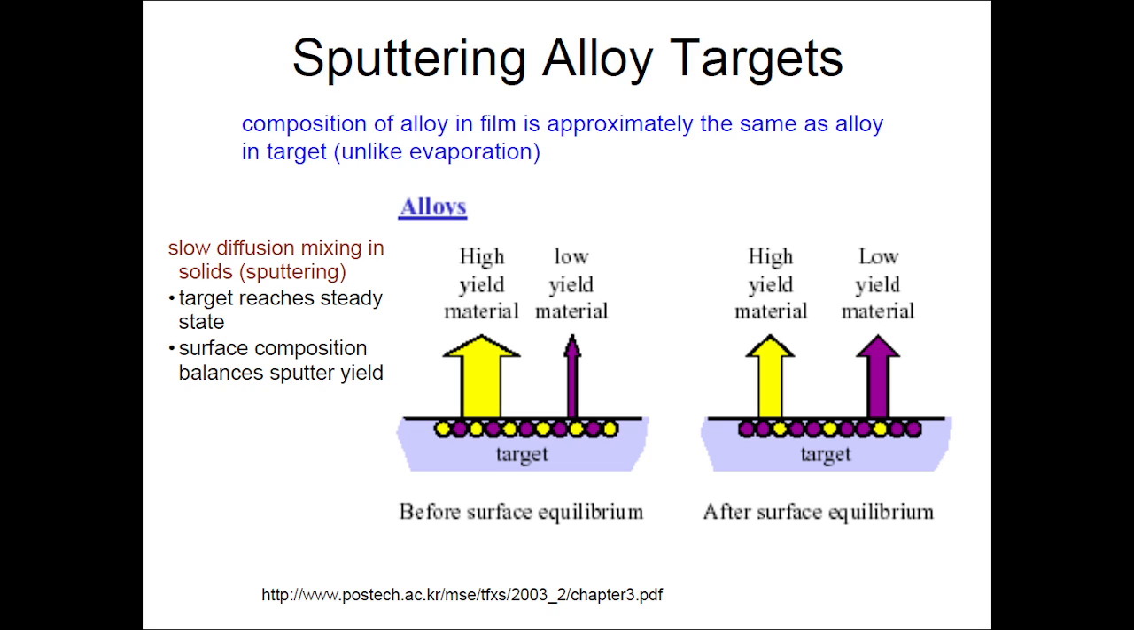And the mixing of these two elements is by slow diffusion mixing in solids that can happen in the sputtering process, and the target, as we see, reaches a steady state and the surface composition will be balanced by the sputtering yield. Because when we have a combination of two materials, one is a high yield material, one is a low yield material. So before surface equilibrium you may not get the proper composition, but once the surface equilibrium is ensured, both materials will deposit in the same fashion.